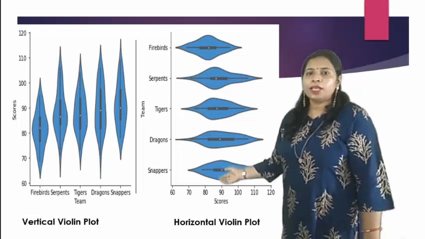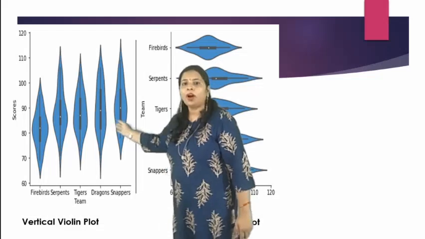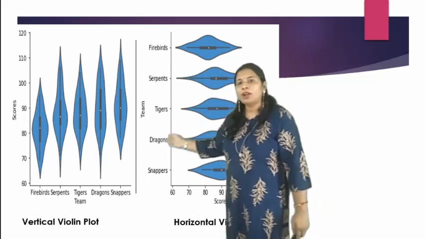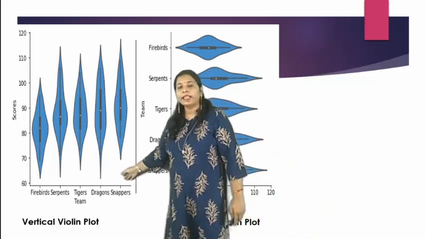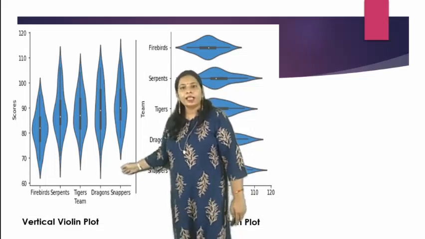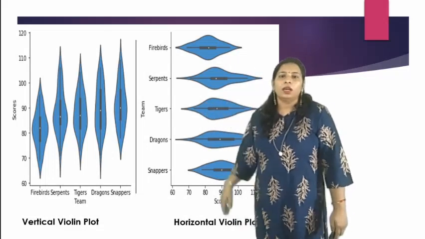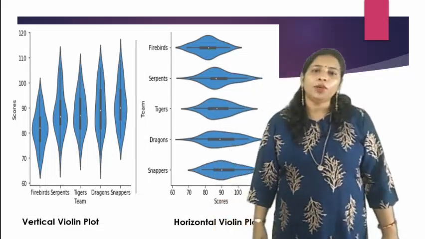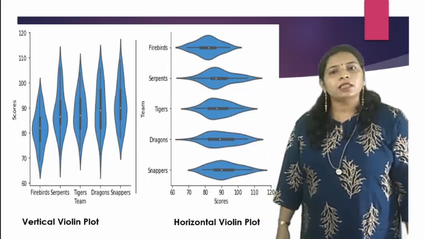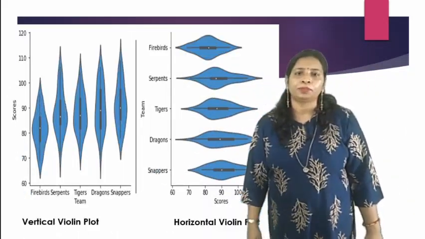In this example, you can see that there are two graphs. This graph is a vertical violin plot and this is a horizontal violin plot. You can see here, if you have a lot of groups, then it is very difficult to represent these groups on the x-axis. In that case, you can use the horizontal violin plot. So depending on your data set, you can draw whichever type of graph suits it, either a vertical or a horizontal violin plot.